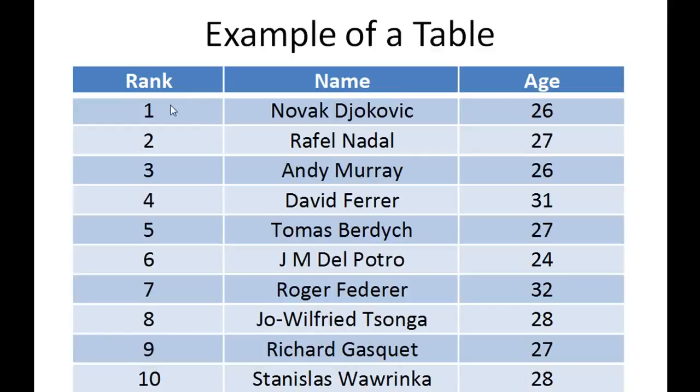So rank 1, well, Novak Djokovic is at top and he's 26 years old. And then on rank 2 you have Rafael Nadal. How the hell did I misspell Rafael Nadal's name? That's like a very disturbing error.